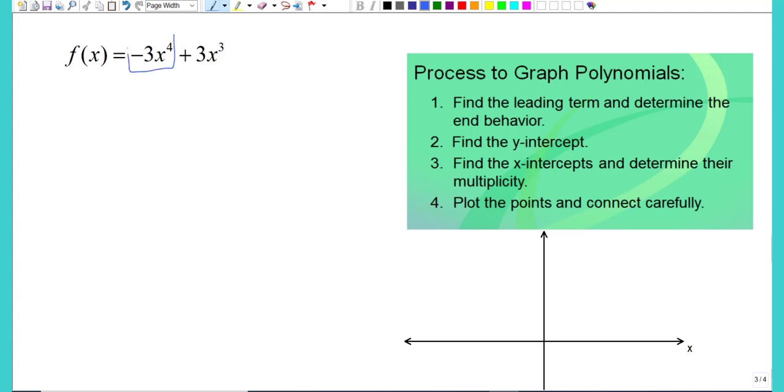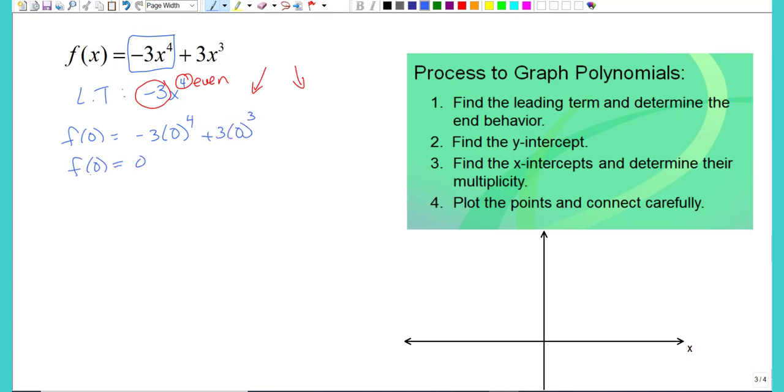Our leading term, that's easy. Our leading term is negative 3x to the fourth. So again, this is even, so that means it behaves the same, but that's negative. So the graph goes down on both sides. Then the y-intercept. So again, we're plugging in 0 for x. And I'm going to get 0. That was pretty easy. So now do the x-intercepts.